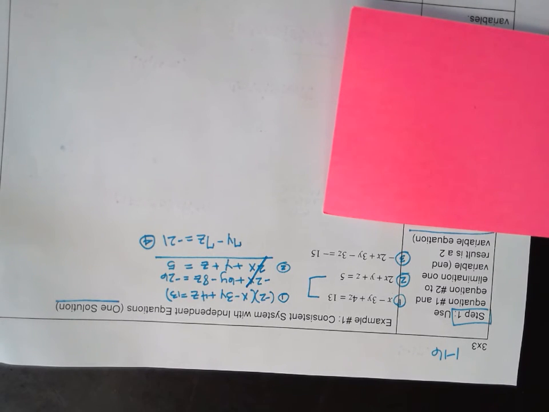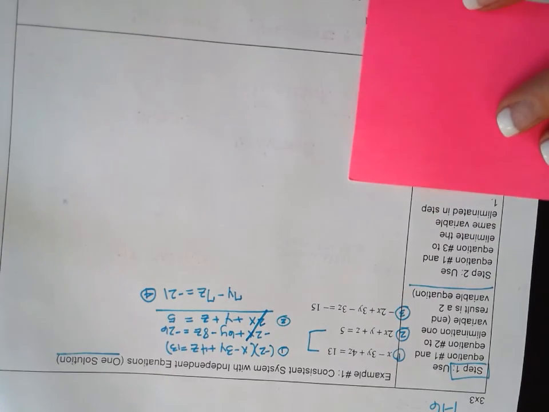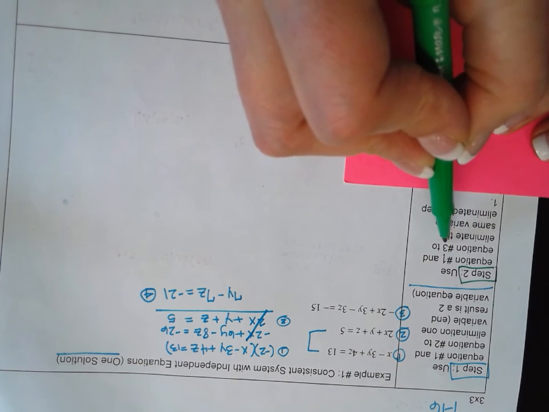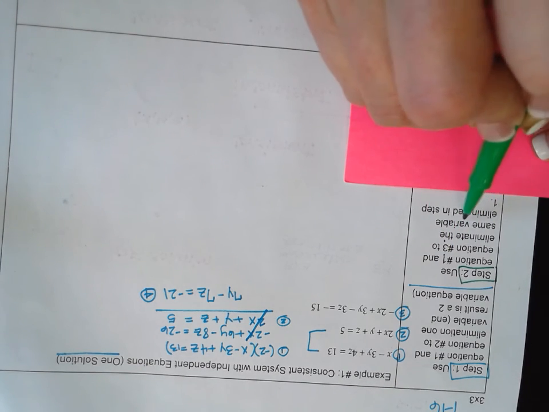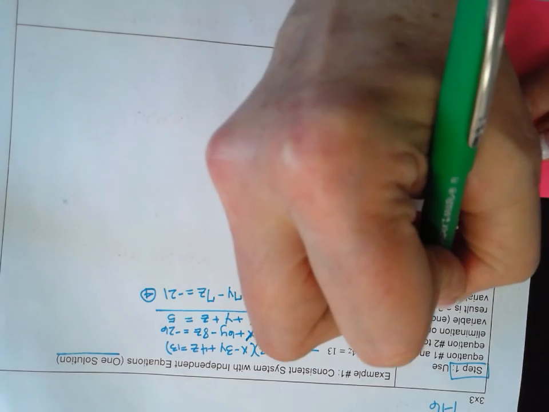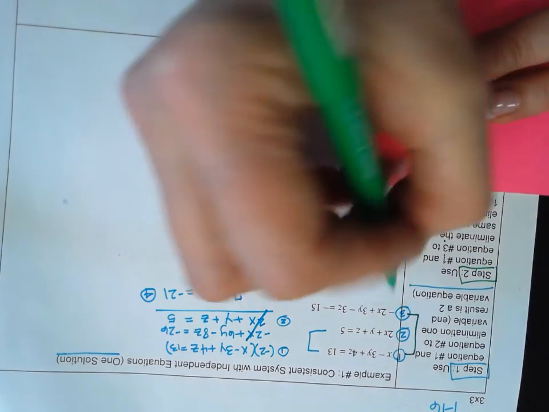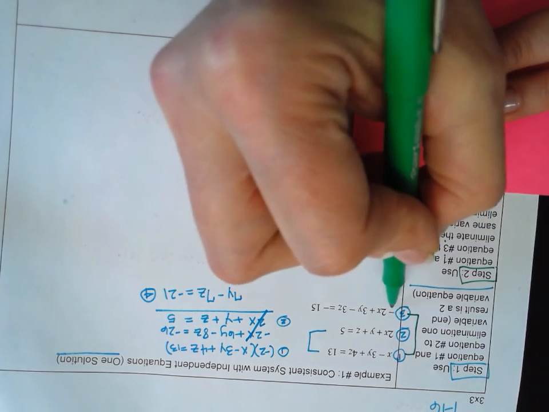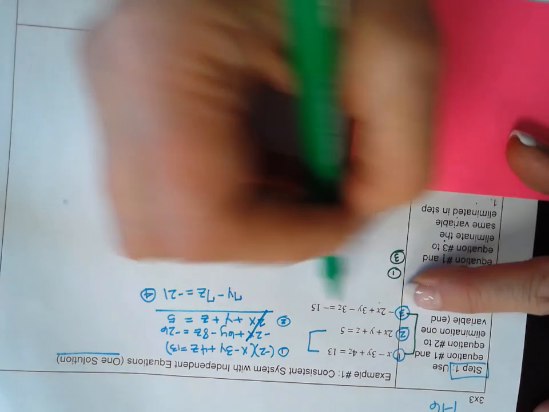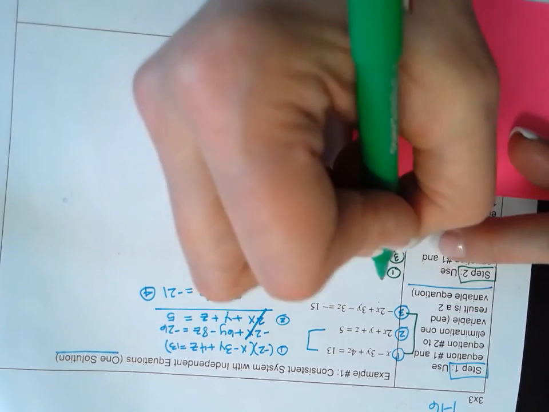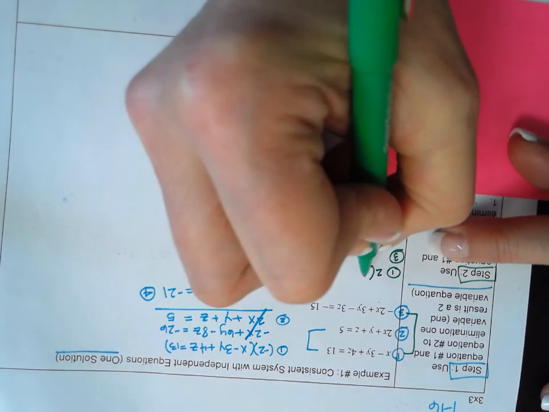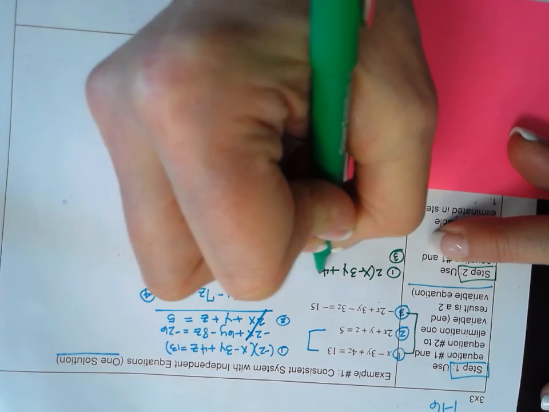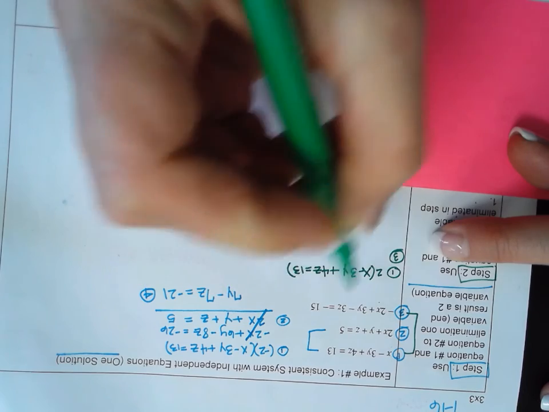Everybody with me? Okay, the next step is to use equation number 1 and 3 to eliminate the same variable. So this time I'm going to take 1 and 3, but since this is a -2x, oh wait a minute, I already multiplied by a -2x. Oh, I want to do it by a positive x, or 2, I'm sorry. 3y plus 4z equals 13.